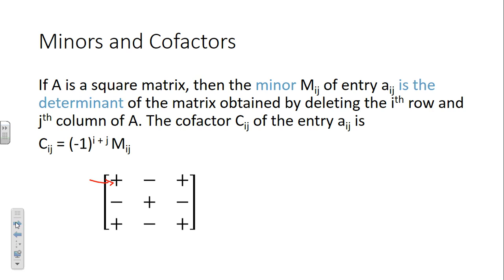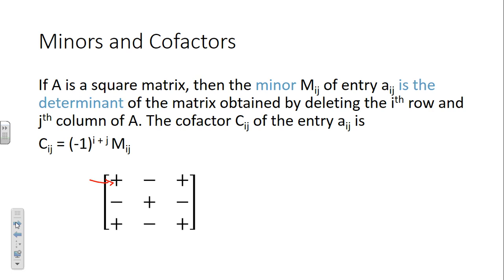Okay? First row, third column, 1 plus 3 is 4, so we've got -1 to an even power again, right? So are we changing the sign of our minor? No. Second row, first column, odd power, right? So are we changing the sign? Yes. Okay, so far so good? Okay, that's the cofactor part.